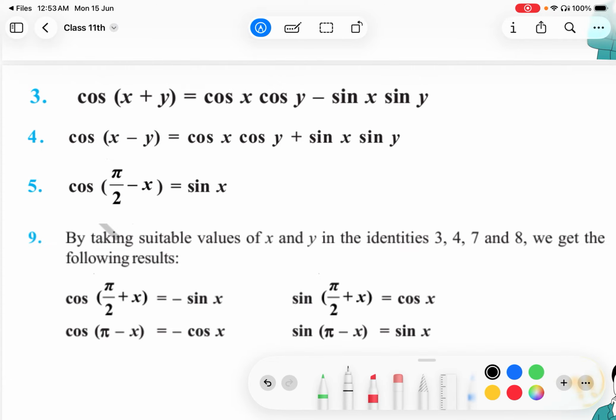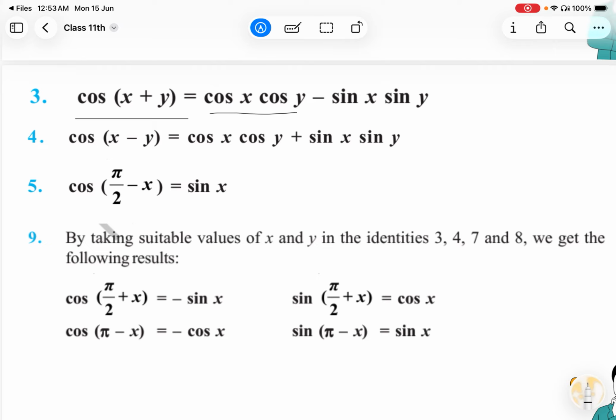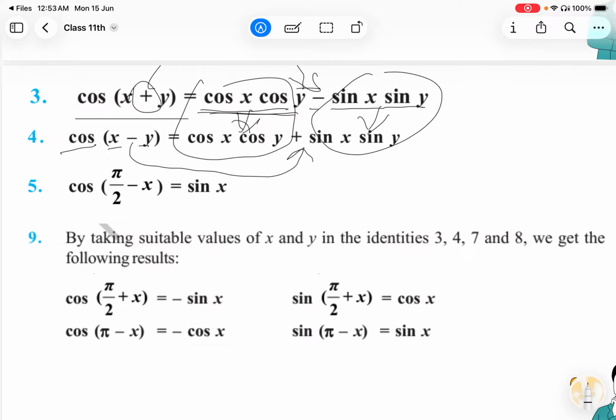Next we have the third function: cos(x + y) equals cos x cos y minus sin x sin y. If there is plus, then there will be a minus sign. Now cos(x - y): there is minus, so there will be a plus sign, and everything else is as it is. Only one thing is changed: if there is addition of angles in cos, then we take the difference, and if there is a difference, then we add.